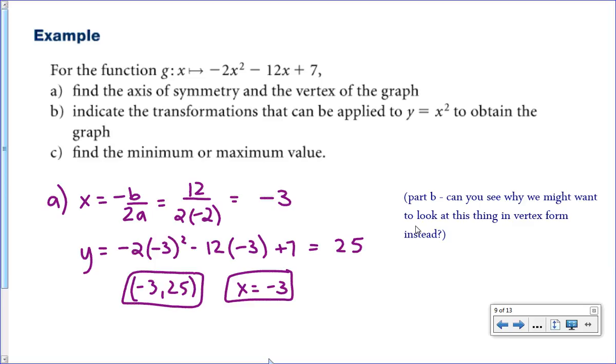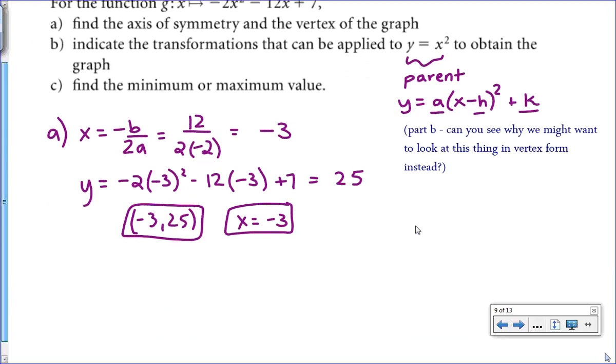In part B, it asks us to indicate the transformations that can be applied to y equals x squared in order to obtain this graph, so this function g of x. So y equals x squared is the parent function for all quadratics. To see the transformations, it would be helpful, as the note right here below indicates, if we could see it in this form, which is called vertex form, so that we can identify what the transformations were. The transformations appear here where a is, h is, and where k is. So if I could write this in vertex form instead, I'll be able to quickly explain what transformations happened.